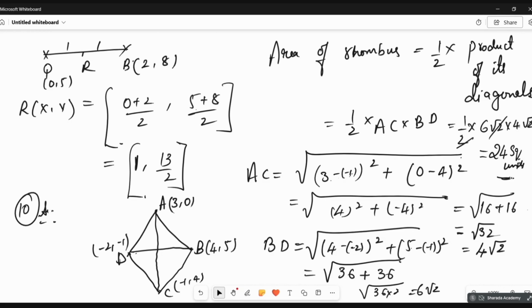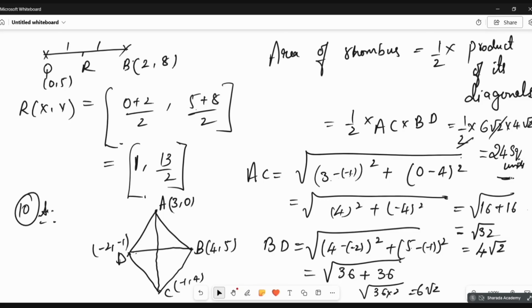So this is the area of the rhombus, even though the distance formula is given in this. So always remember the formula. Area of the rhombus is half into the product of its diagonals. Here the diagonals are AC and BD, so half into AC into BD. AC is found with the distance formula. What is the distance formula? Root of x2 minus x1 whole square plus y2 minus y1 whole square. Again calculate BD also, multiply, and you will get the answer, that is 24 square units.